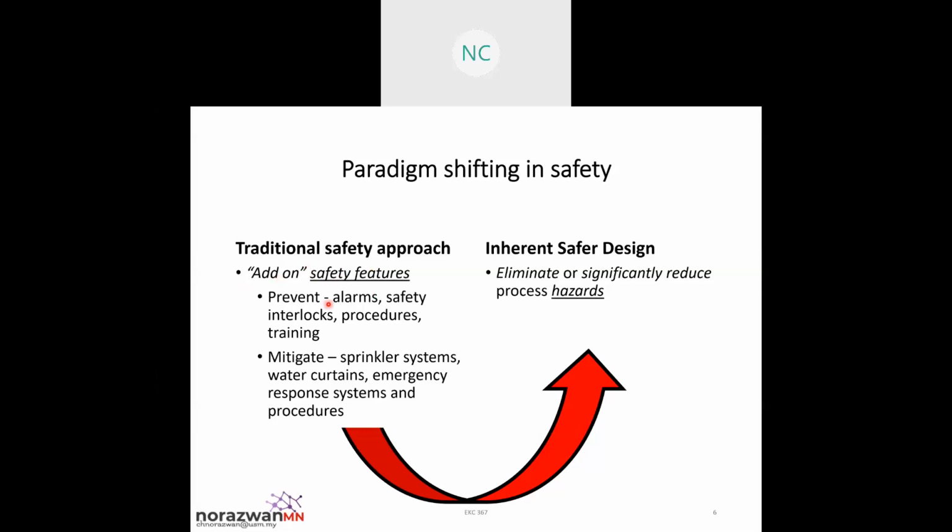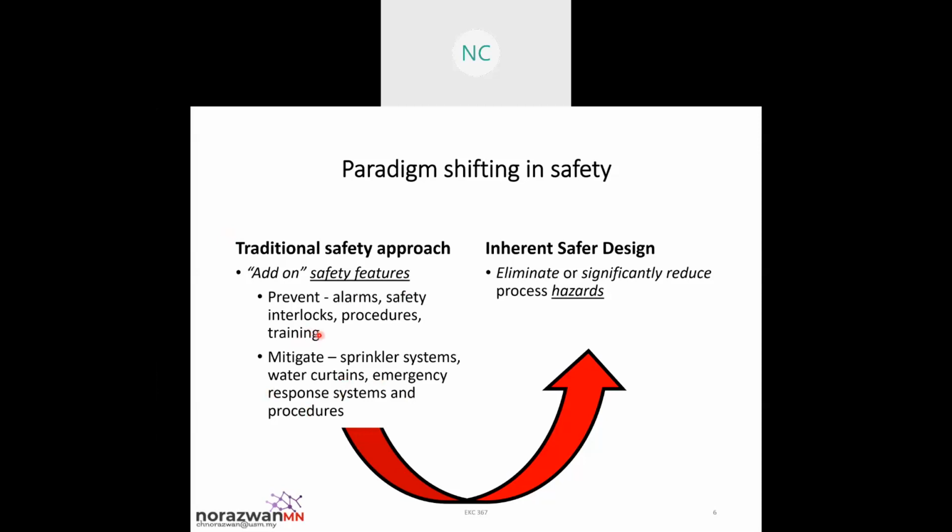So they try to prevent the hazards. They install alarms, safety interlocks, procedures, and training. This is active and procedural. They also try to mitigate the hazard by using sprinkler systems, water curtains, emergency response, and procedures. So basically, the traditional safety approach is more towards active and procedural.